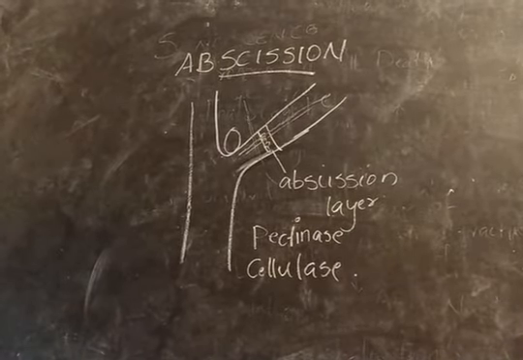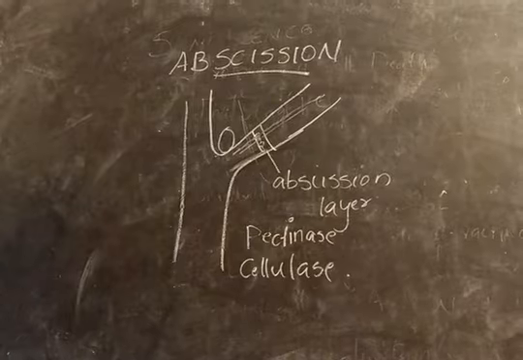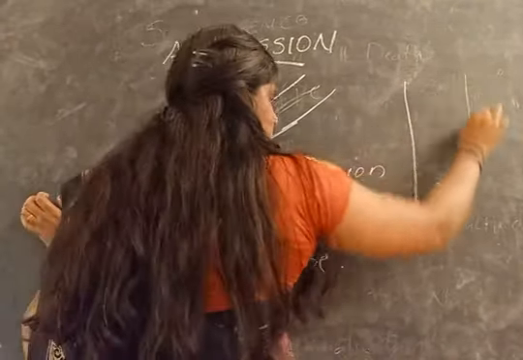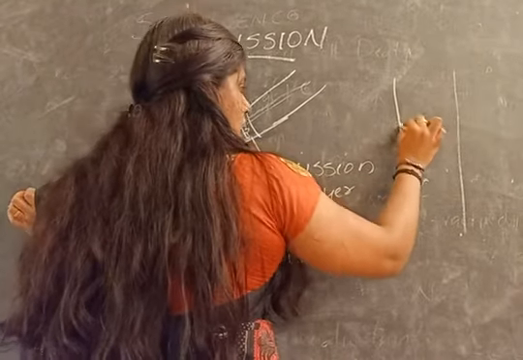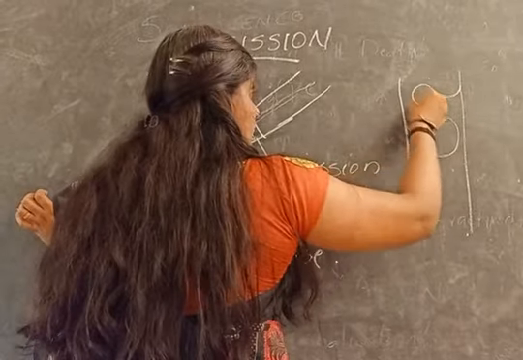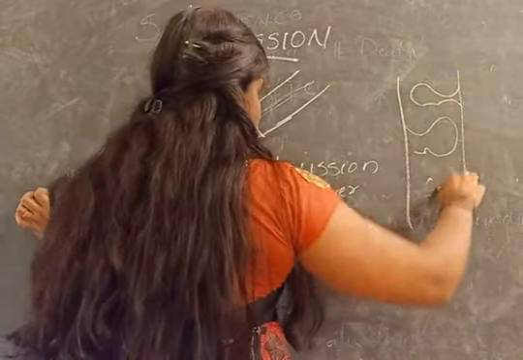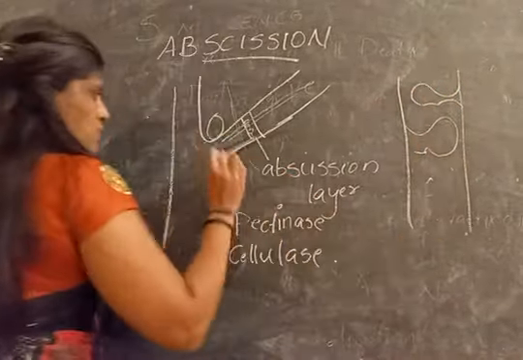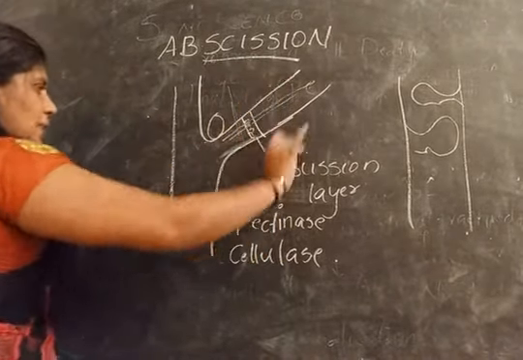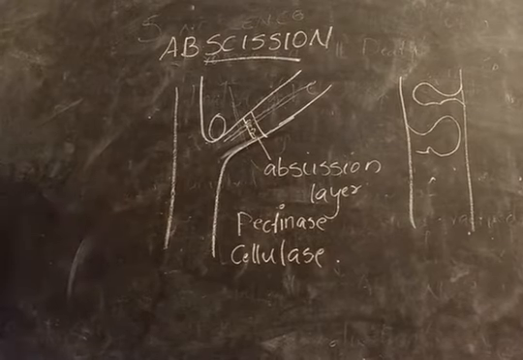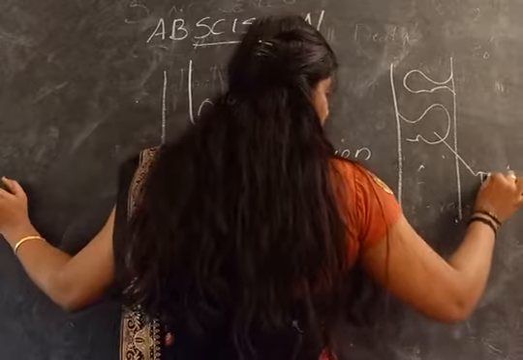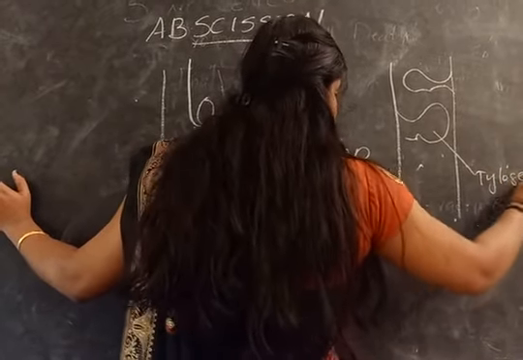Along with that, tyloses are also formed, blocking the conducting system. If you consider this is the conducting system, tyloses are balloon-like structures formed in the conducting system, which result in the blockage of the conducting system. So, further transport of water, minerals or anything to that part is stopped. These balloon-like structures are called tyloses.